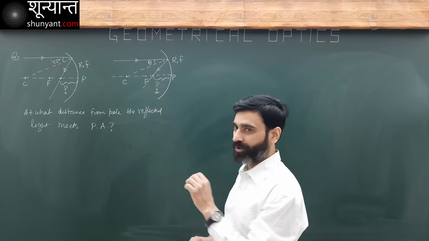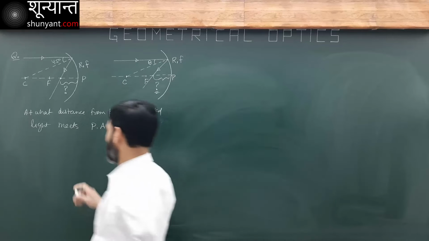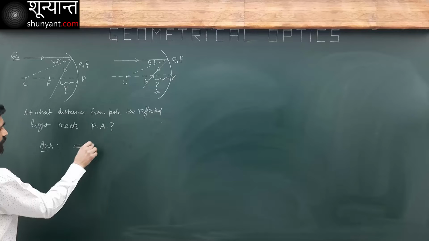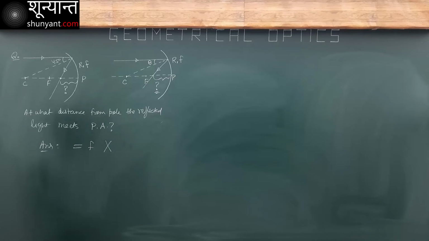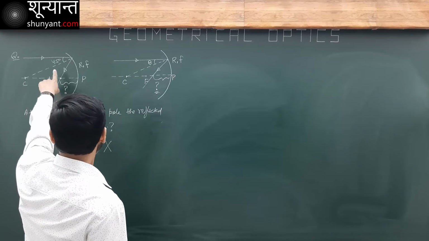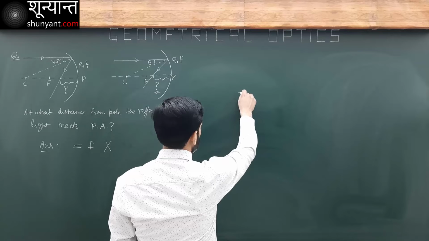Okay, so the answer is not going to be F. If you are answering that the answer is F, then this is incorrect. How do I find it? Okay, let's see. Now the first case.